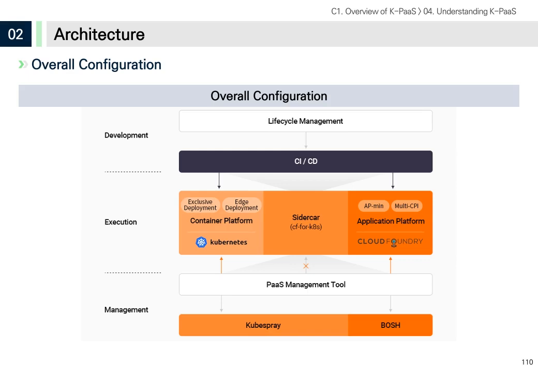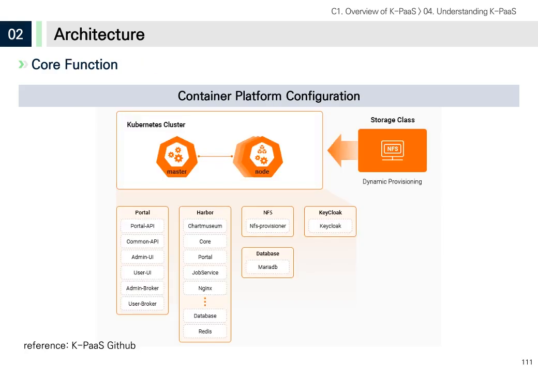K-PaaS automates the installation and configuration of standardized software, such as servers, storage, networks, frameworks, middleware, and operating systems required for configuration and development when developers set up a work environment, such as a development server to develop software. Let's take a closer look at the core features of K-PaaS. The container platform and the application platform.